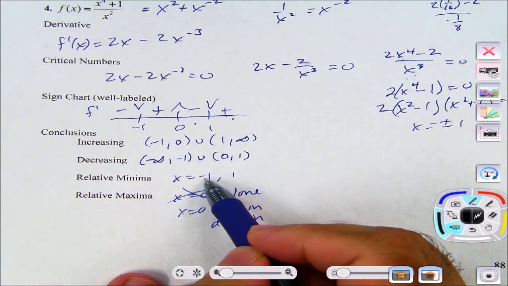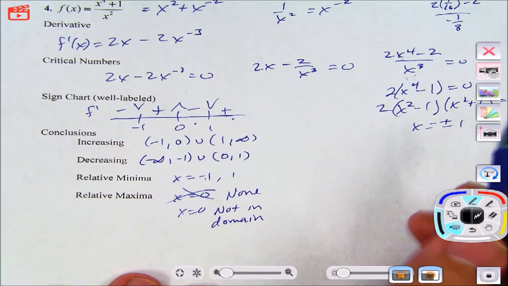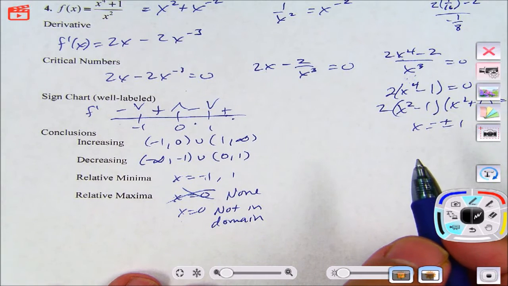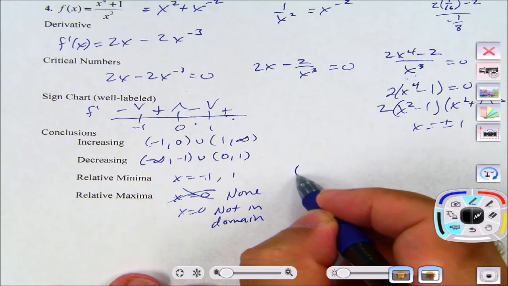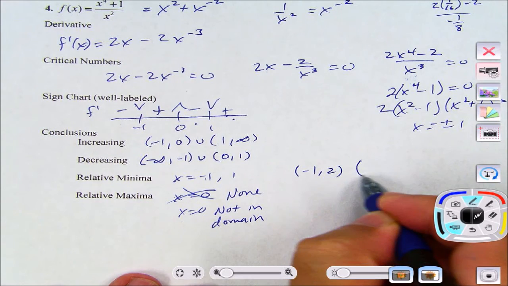Alright. So we're going to plug in -1 into that expression. That'll be 2. Right? Is that right? Yeah. And they're both 2.